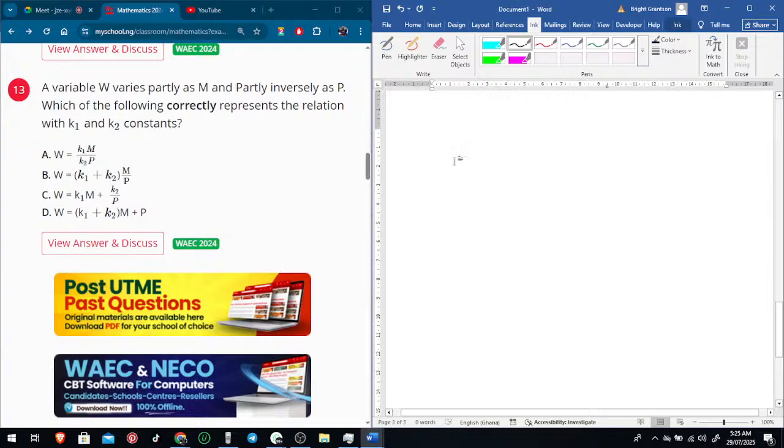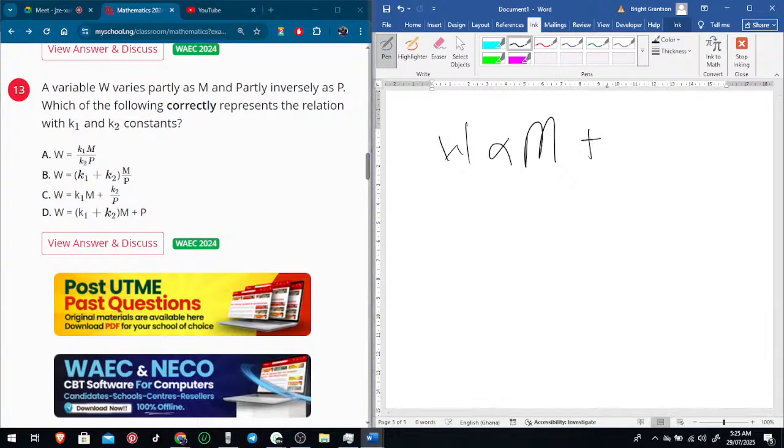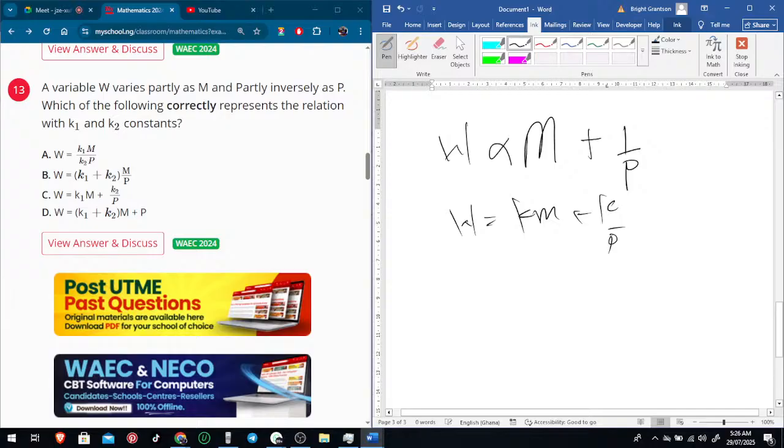So, a variable W varies partly as M. Whenever they say partly, it means partial variation. You are going to add something else. So, partly as M and partly inversely as P. So, P inverse. Please, up to this level, are we okay? Yes, sir. It asks which one will be the correct variation. So, this is going to be W equals Km plus K over P, because the constant of proportionality will be 2, because you are having 2 elements.